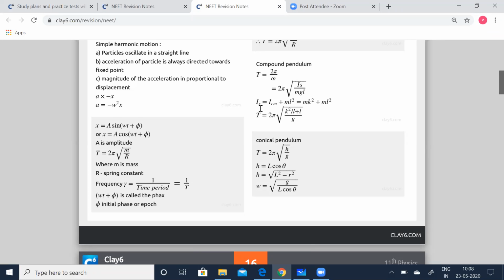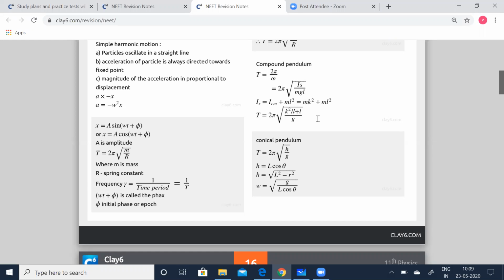So I, the moment of inertia, I_CM is now going to be the moment of inertia of the center of mass, plus ml squared, where m stands for mass and l stands for the length. So that is equal to mk squared plus ml squared. So T is equal to 2 pi root of (k squared by l plus l) by g.